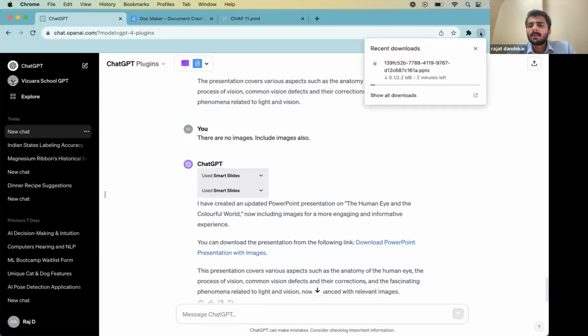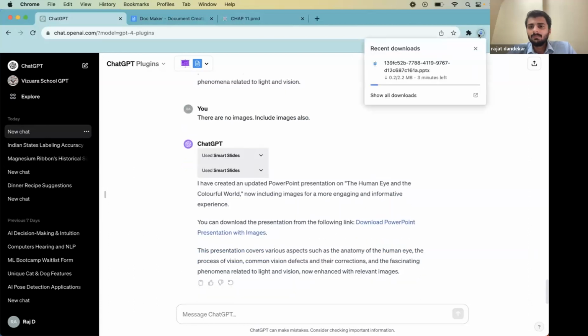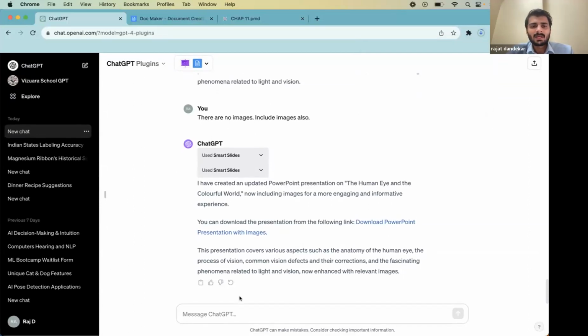So it's taking some time to download. Okay, so till that time we are on this. Let me actually try to show you one more thing of ChatGPT, which actually was released quite recently, which is to build your own GPT, which is called GPT Builder.